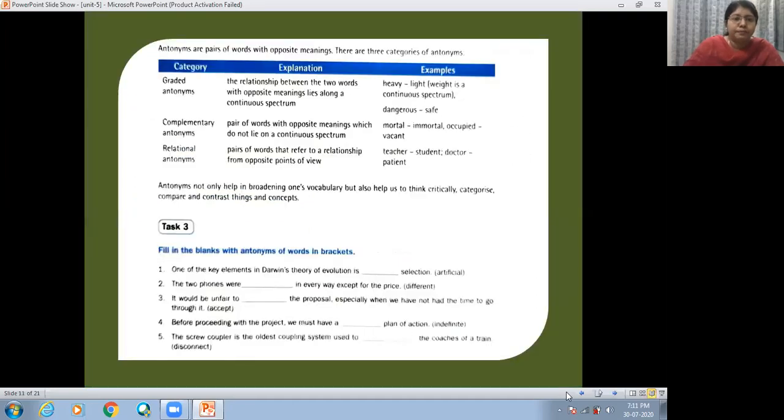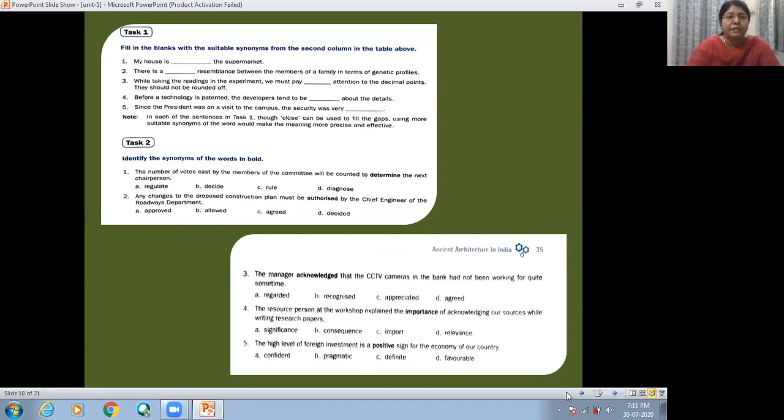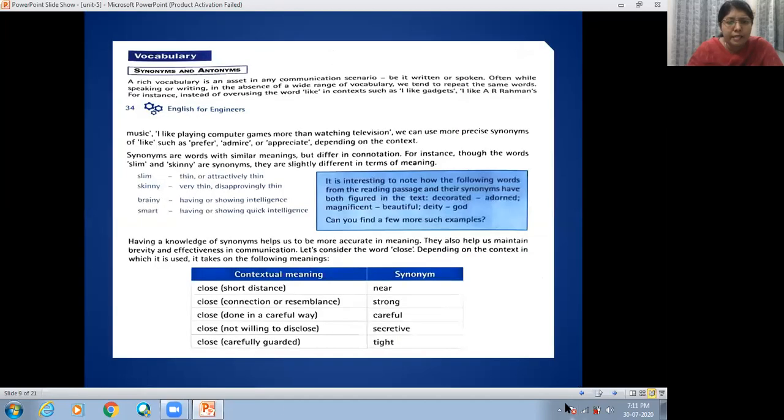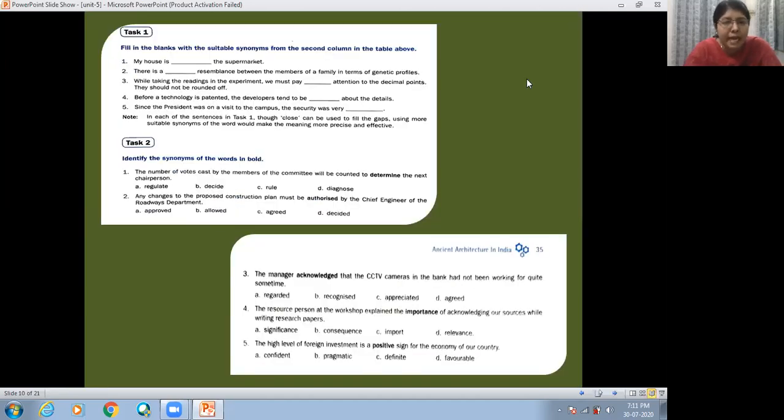So here we have task 1. So fill in the blanks with the suitable synonyms from the second column in the table above. So you have to go to the previous table. Here there are words given: near, strong, careful, secretive, and tight. So with this, we have to fill in the blanks with the table above. So my house is dash the supermarket. So what do you use? Which synonym of close do you use there? My house is near the supermarket.